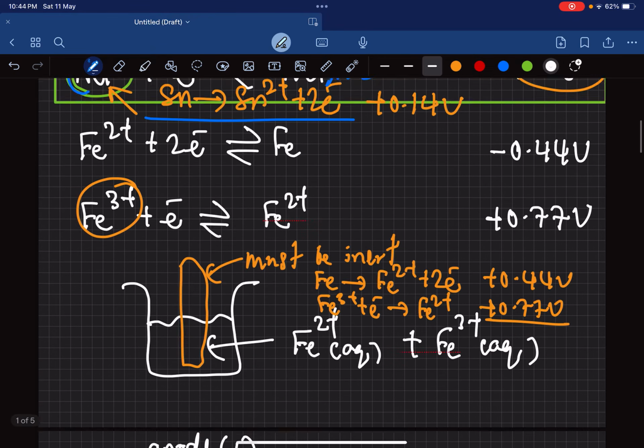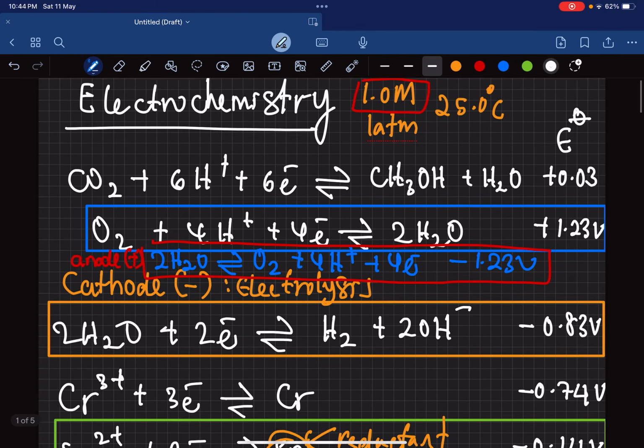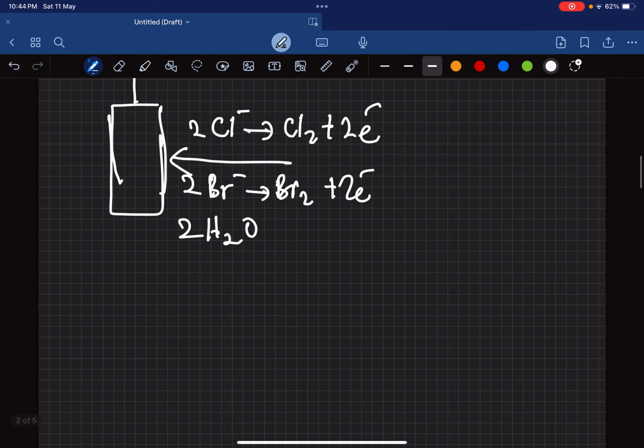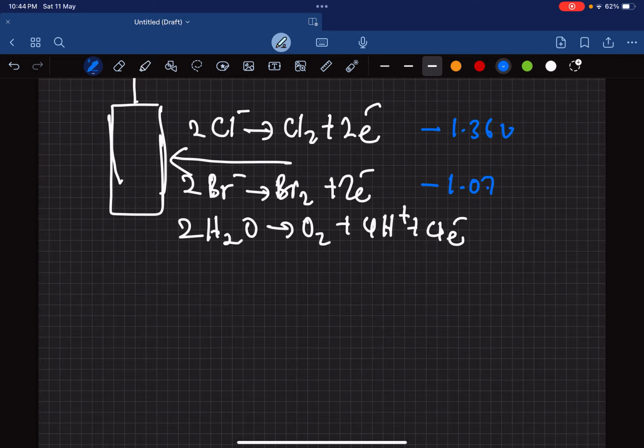Oh my god, suddenly I'm having a mental freeze. Okay, so water is undergoing oxidation, right? So what is going to happen is it's going to be oxygen plus 4 H+ plus 4 electrons, right? For this one, I know the value here is negative 1.36 volts. This is negative 1.07 volts, and in this case this is negative 1.23 volts.